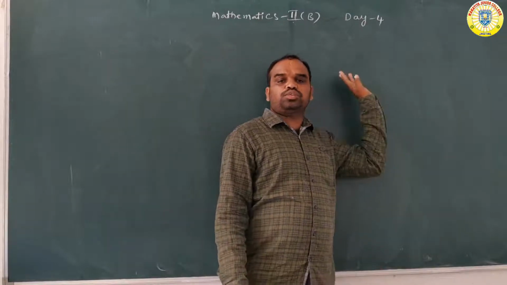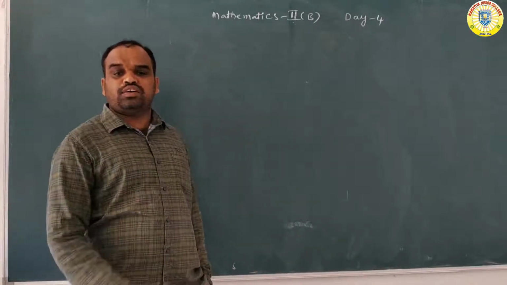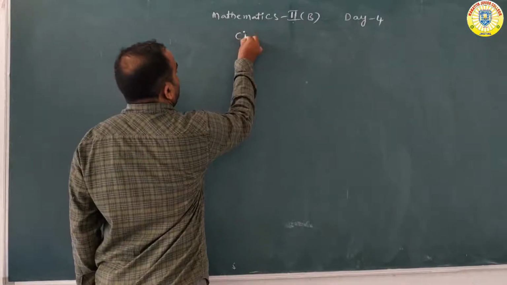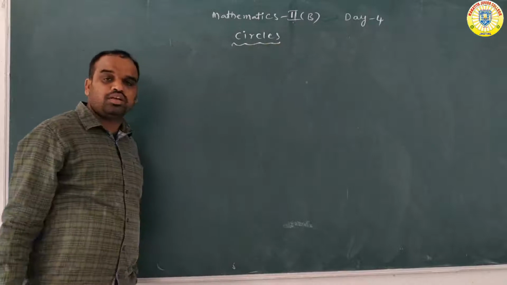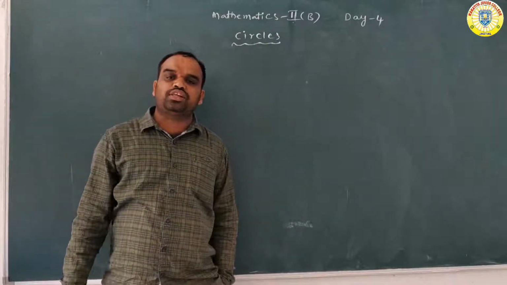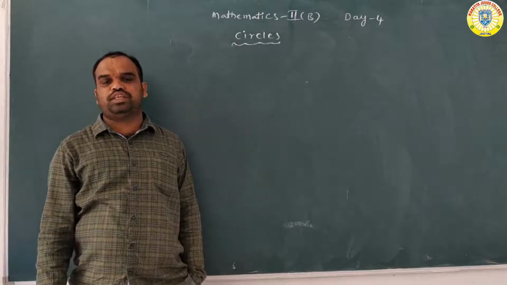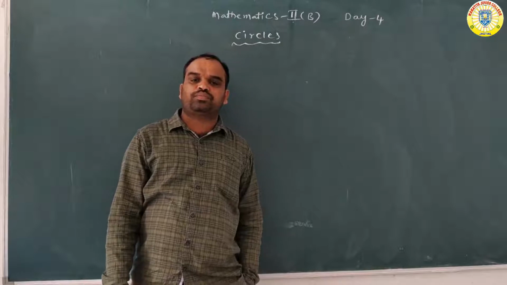Welcome to Maths 2B. Here, what is our topic? Circles. Already in the last class we discussed some concepts. What is the general form of the circle equation? x square plus y square plus 2gx plus 2fy plus c equal to 0 is called the general form of the circle equation.